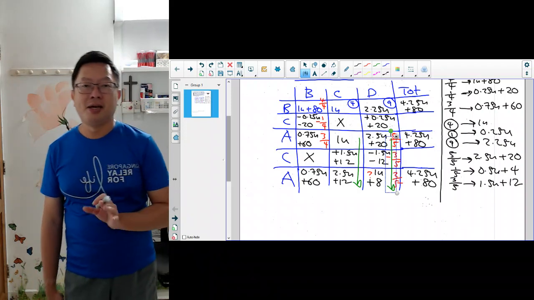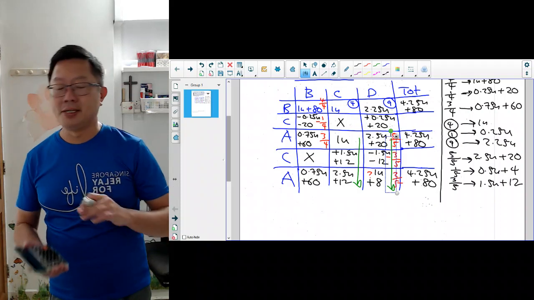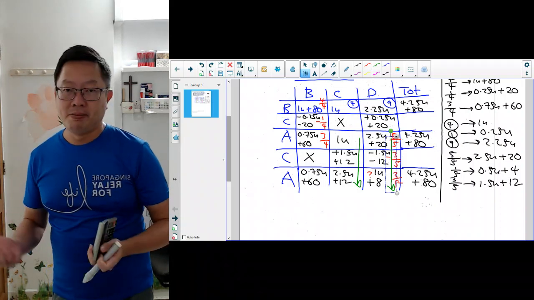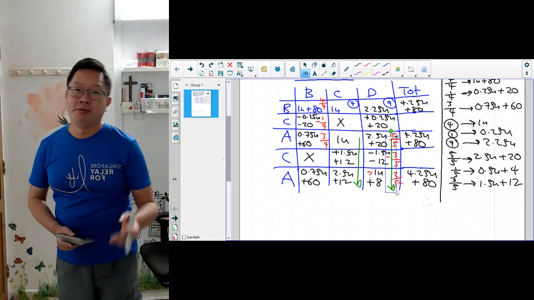Alright, so that's the table. Some people call it the Jacob's ladder. There's a name that is being used, which is called Jacob's ladder. But I call it the table method because it's easier to remember. Table method for solving these problems.